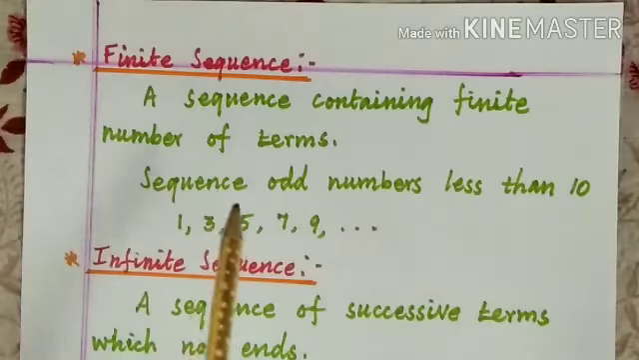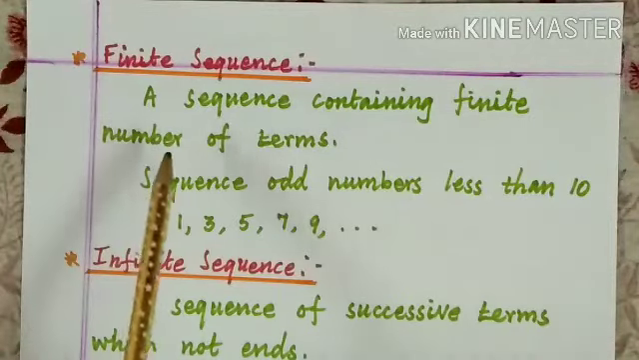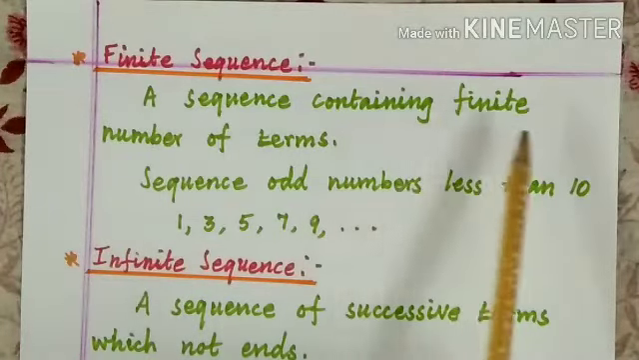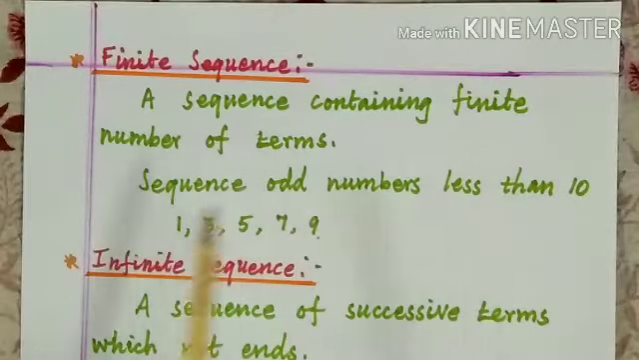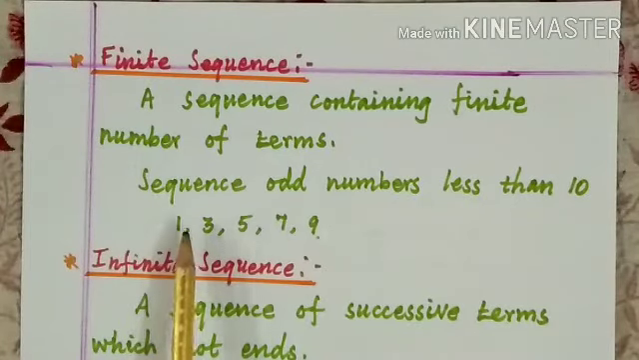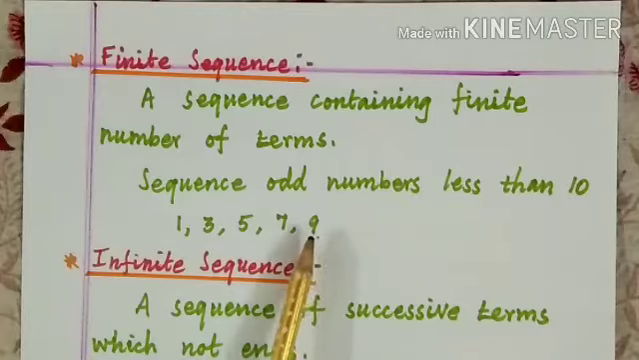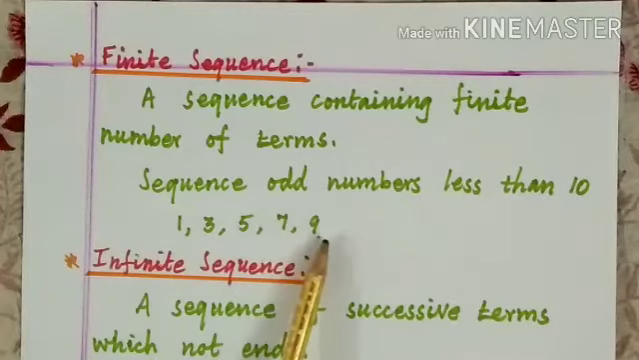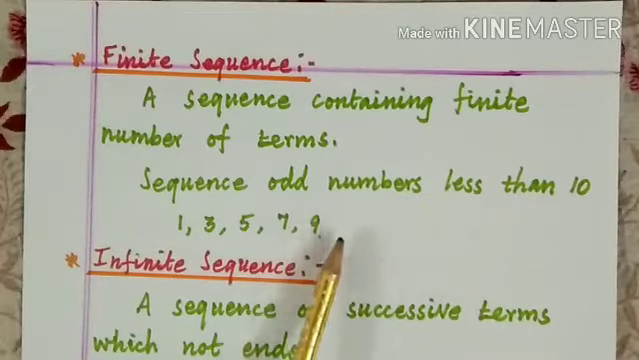Now we move on to the next heading, finite sequence. A sequence containing a finite number of terms. For example, the odd numbers less than 10, that is 1, 3, 5, 7, 9. Then it has an ending number, 9. So it is called a finite sequence.